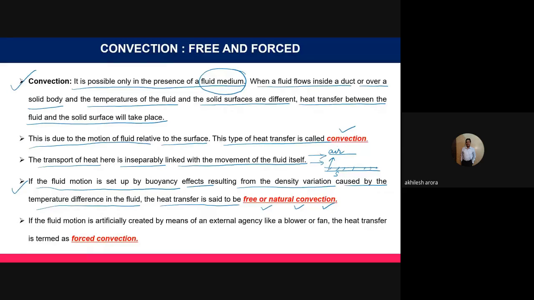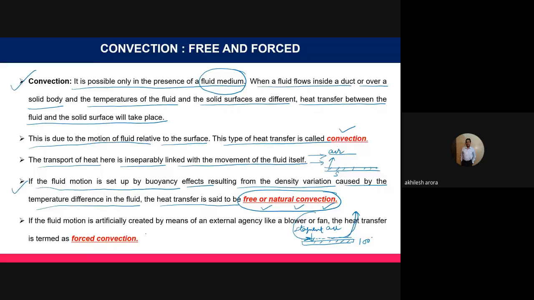Suppose this is a heated surface at say 100 degrees Celsius, and the air over it is stagnant. When the air comes in contact with this solid surface, what will happen? The temperature of this stagnant air in contact with the solid surface will increase, so this air will go up and the cold air will come down. So a sort of convection currents are set up, the cold air comes down and the hot air goes up, and this is how the heat transfer will take place. This phenomenon is known as free or natural convection.